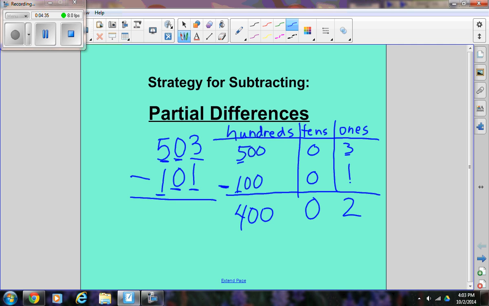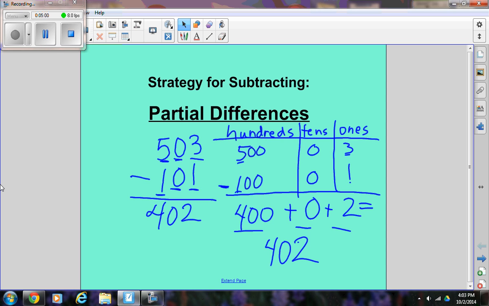Now, if I look at my number, I'm not going to write 400, 0 and 2. I know that does not make sense. I have to put my numbers together, and I am going to put my 400 in the hundreds place, 0 tens in my number, and I have 2 ones. My number is 402. So 503 take away 101 is 402.